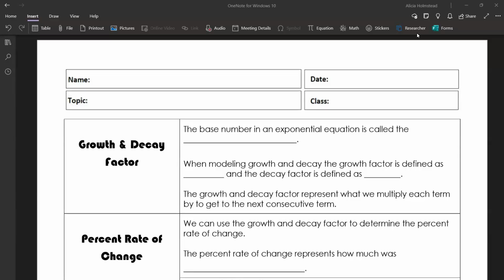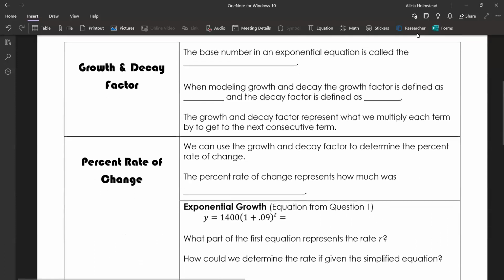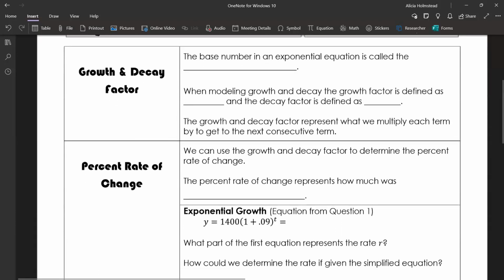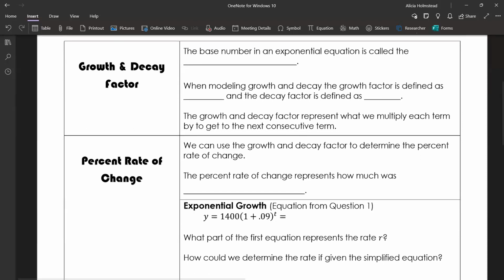All right, so we're going to continue talking about exponential growth and decay. This is still part of lesson 6.7. We're just going to look at a new idea. We're going to talk about what's called the growth and decay factor, and then we're going to look at the percent rate of change. These two ideas come up a lot on the Aspire test, also on the ACT.